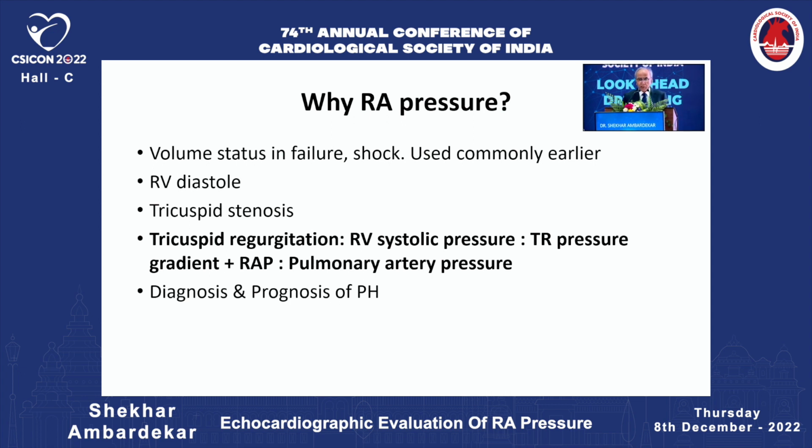But the most important application of this RA pressure will be in presence of tricuspid regurgitation, where we require to get RV systolic pressure, which we get by TR pressure gradient, and adding right atrial pressure to that gives us pulmonary artery pressure in absence of pulmonary stenosis. And this is the most commonly used application in our clinical practice. Additionally, we use this method for diagnosis as well as prognosis of pulmonary hypertension.